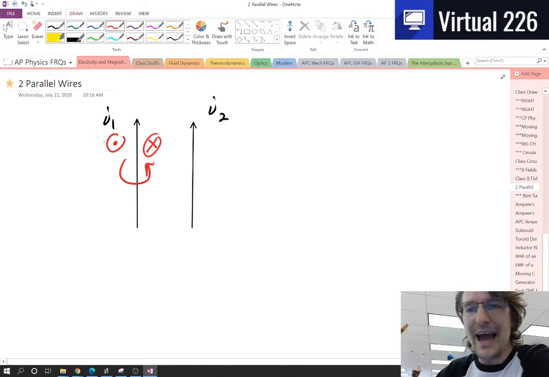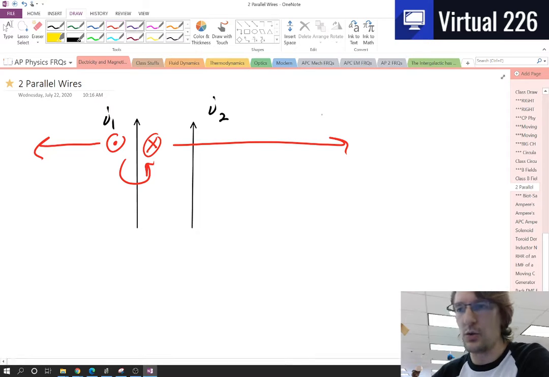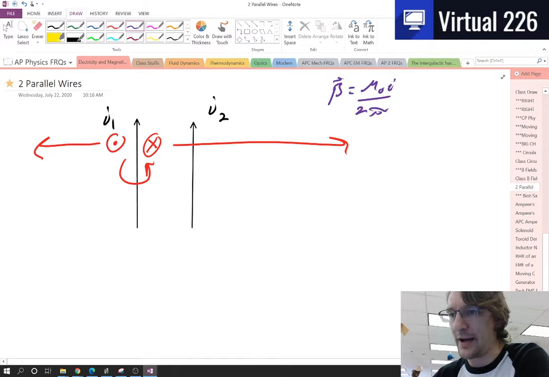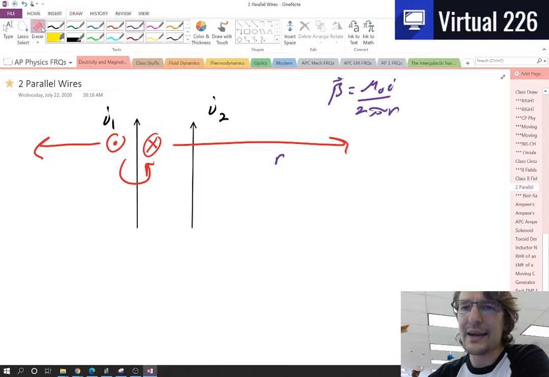Now, this out of the page is everywhere on the left, and this into the page is everywhere on the right. Yes, it's getting weaker because, as we know, Vid47 tells us that the B field itself is equal to mu naught I over 2 pi r, and yes, as we increase that radial component, the B field's going down, but it's still going into the page everywhere on the right side.